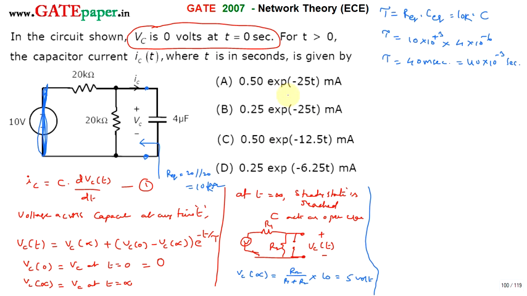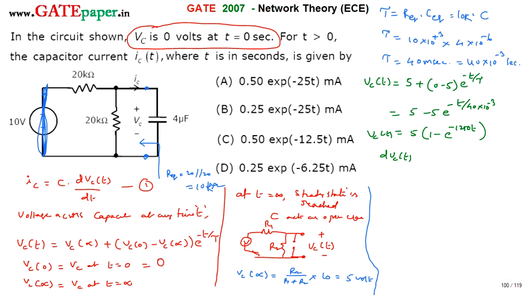Now we know each and every value in this equation. Get the value of Vc of t. Vc of t is equal to Vc at infinity, 5 volts, plus 0 minus 5 into e power minus t by tau. Tau means 40 milliseconds. So this will be 5 minus 5 times e power minus t by 40 into 10 power minus 3. If you take 5 common, you get e power minus 25 t. This is Vc of t.